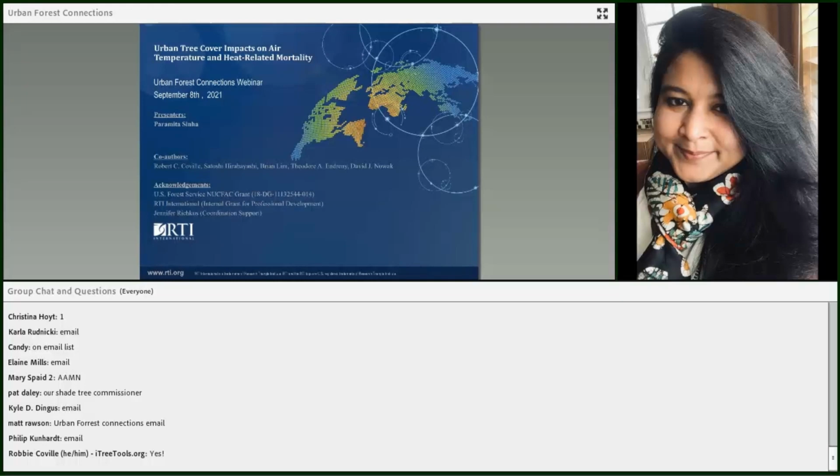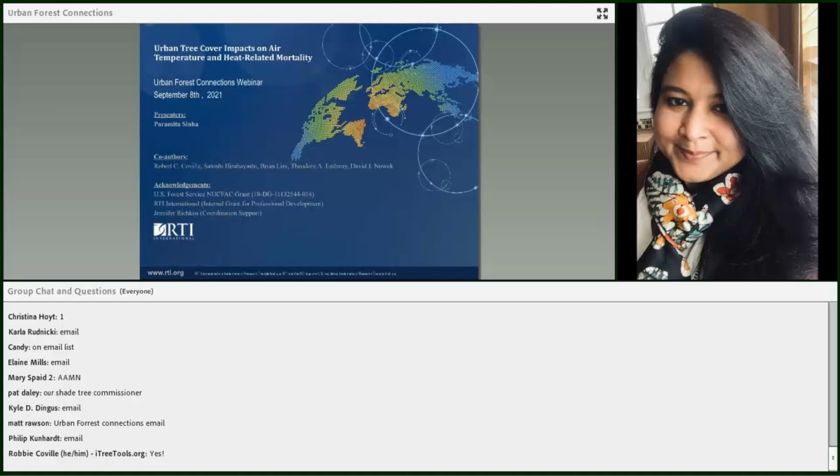What I'm going to talk about today is urban tree cover impacts on air temperature and heat-related mortality. And this work is jointly done with a great team. The names are on this slide.